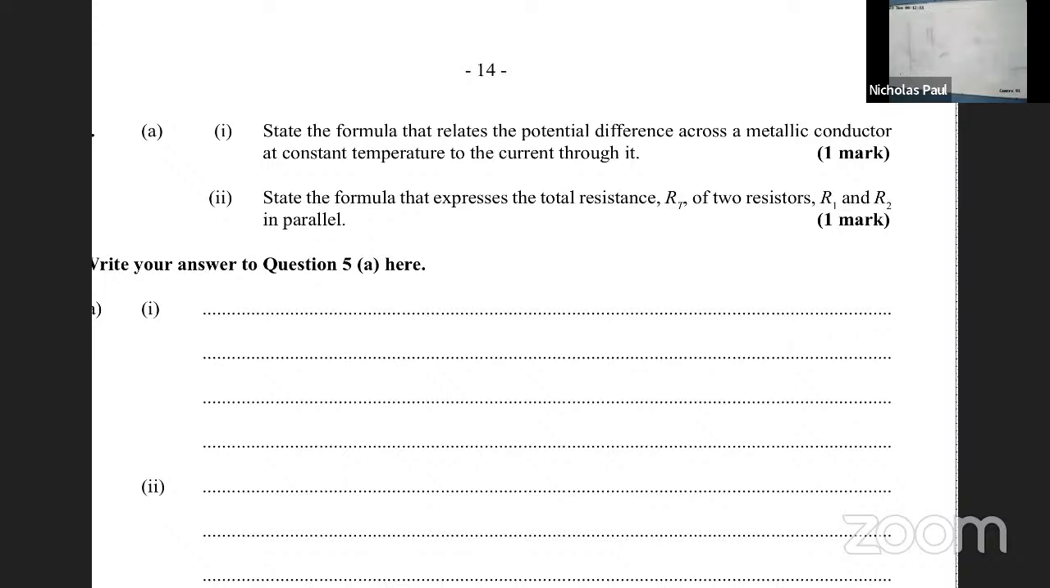What's the formula for part 1? V is equal to IR. Whenever they ask things like this, I know it's just 1 mark, but just tell them what V is, what I is, and what R is. Then the resistance in parallel formulas. And you also have the product over sum method, right? Formula.